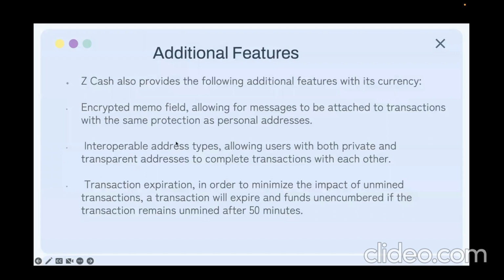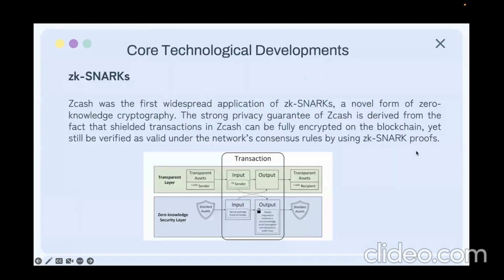We can see more additional features over here. There are a number of additional features we can see on the screen. Here zk-SNARKs is one of the core technologies for making Zcash technology. Zcash is a widespread application of zk-SNARKs. You can call zk-SNARKs Zcash also. We can see a rough diagram of the process of what is going on in this picture.